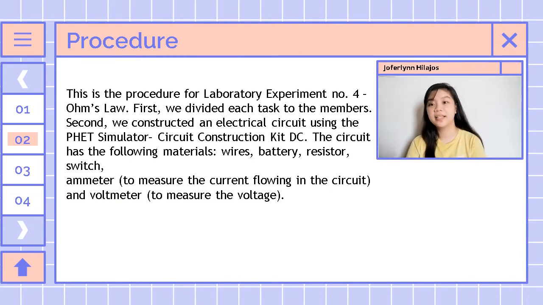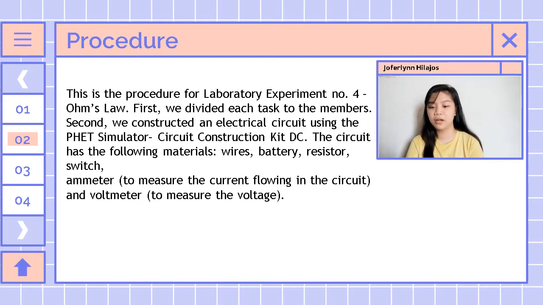Procedure. This is the procedure for laboratory experiment number 4, Ohm's Law. First, we divided each task to the members. Second, we constructed an electrical circuit using the PhET Simulator Circuit Construction Kit DC.